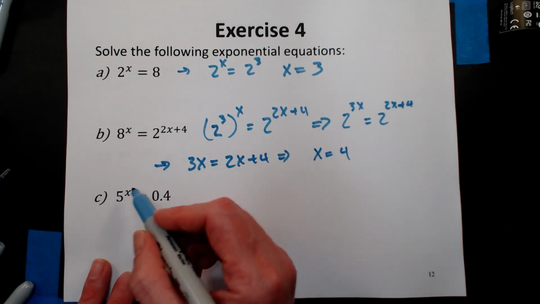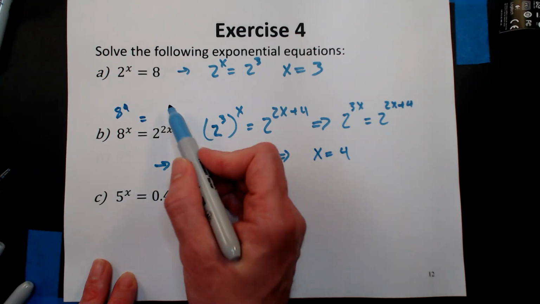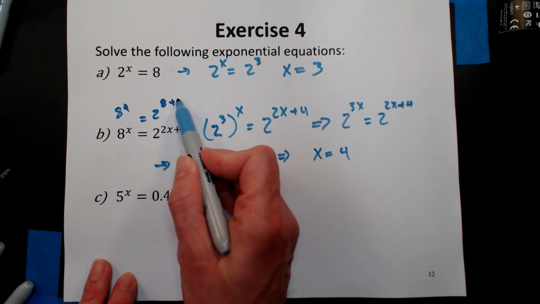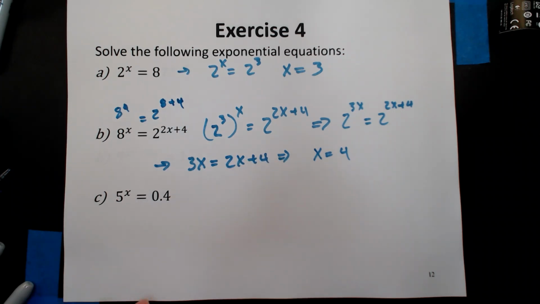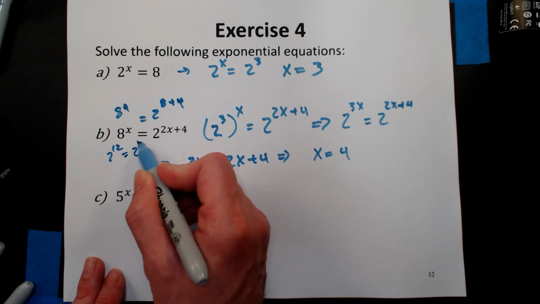And remember, you can always check this. You can always say 8 to the 4th power has to equal 2 to the 8 plus 4, which gives us 2 to the 12th has to equal 2 to the 12th, which checks out.